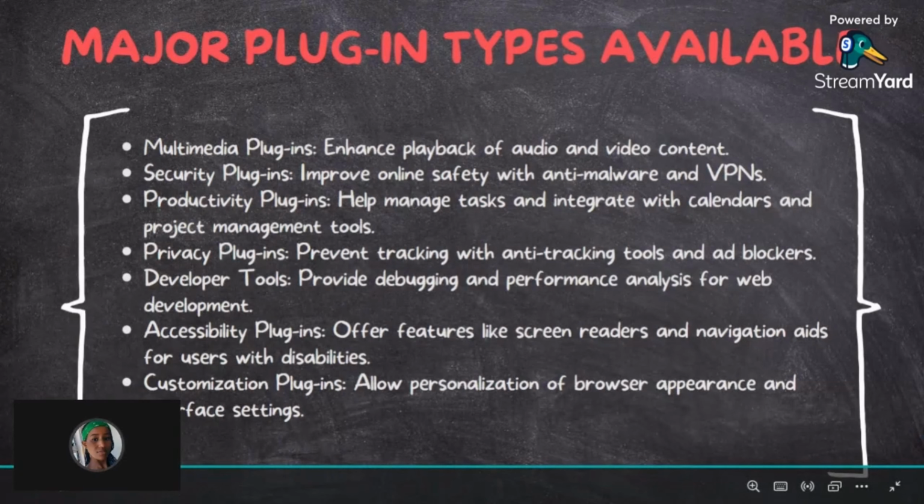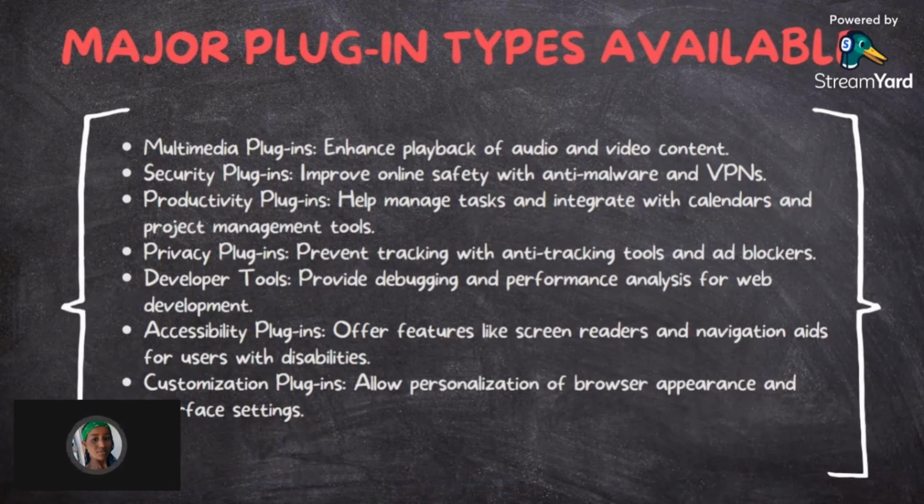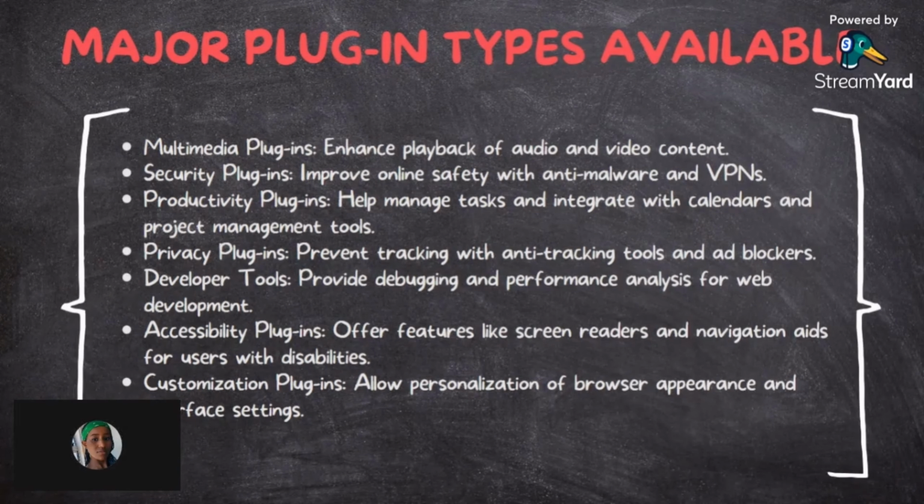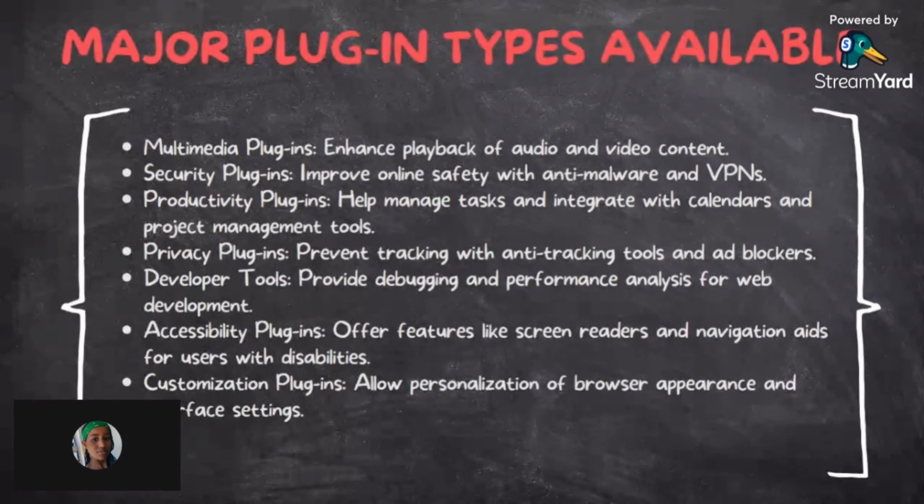Accessibility plugins aid users with disabilities by adding screen readers, text magnifiers, or speech recognition. Examples: Web Disability Simulator and Color Blinding. Customization plugins allow personalization, like themes or tab managers, to improve browser experience. Examples include Stylish for custom themes and a tab manager for managing open tabs.